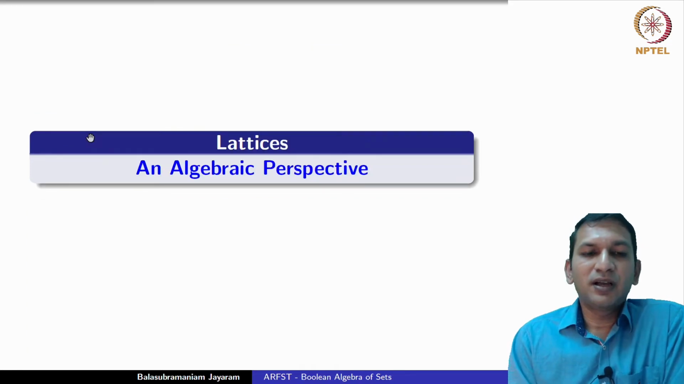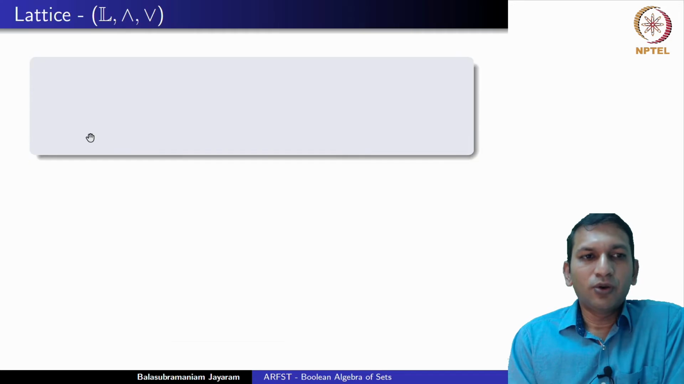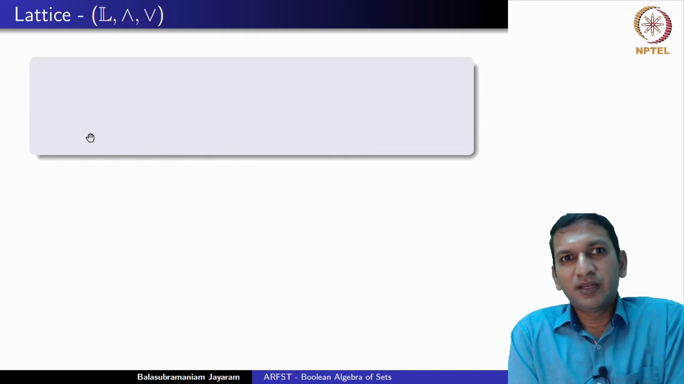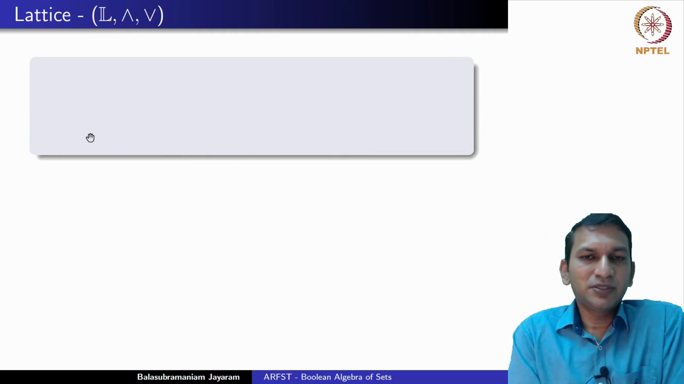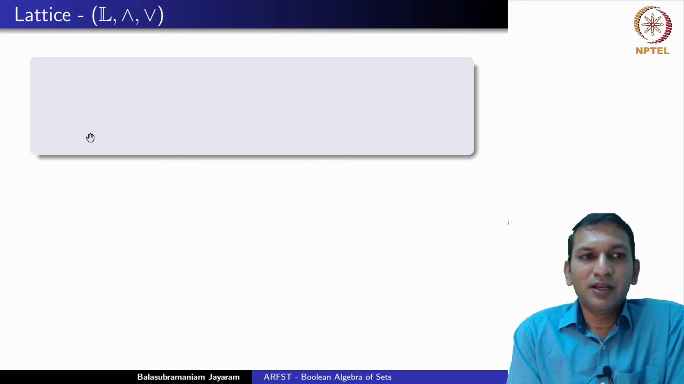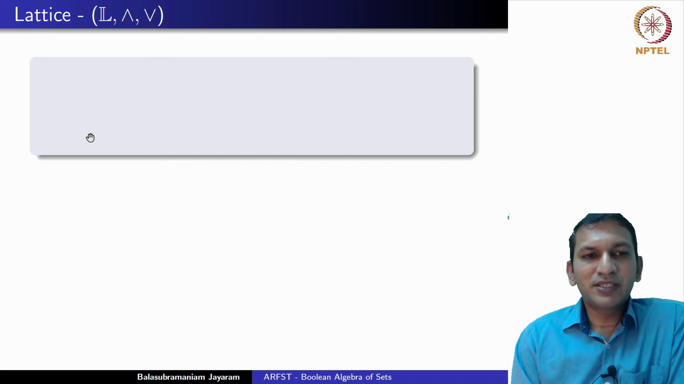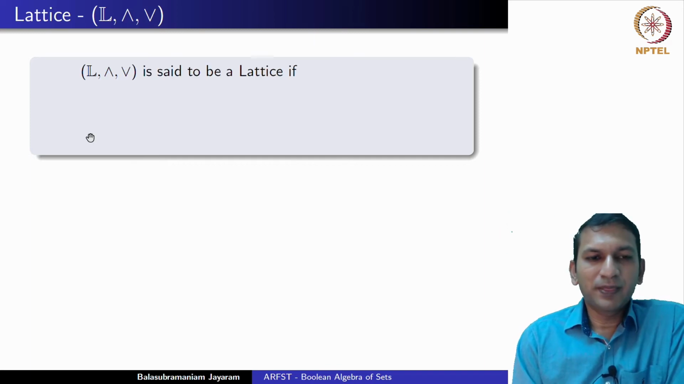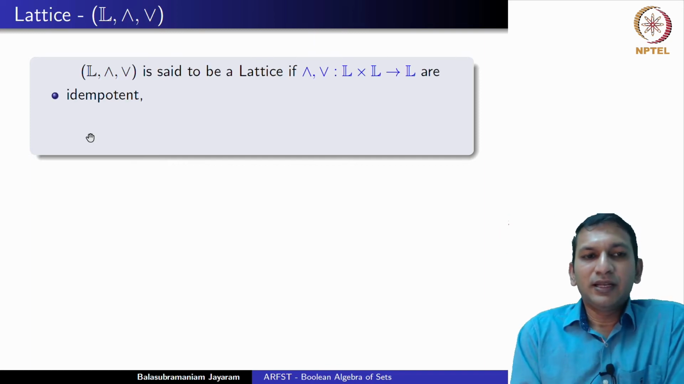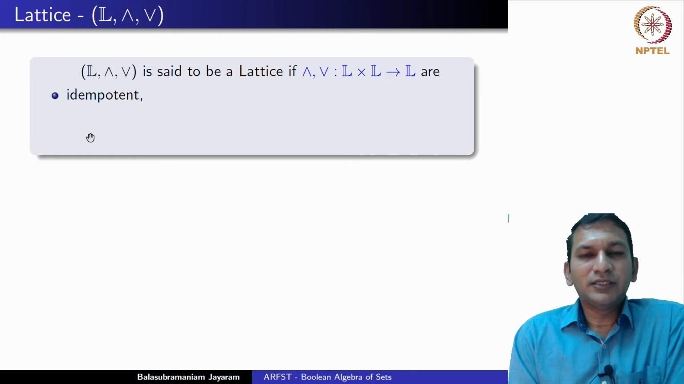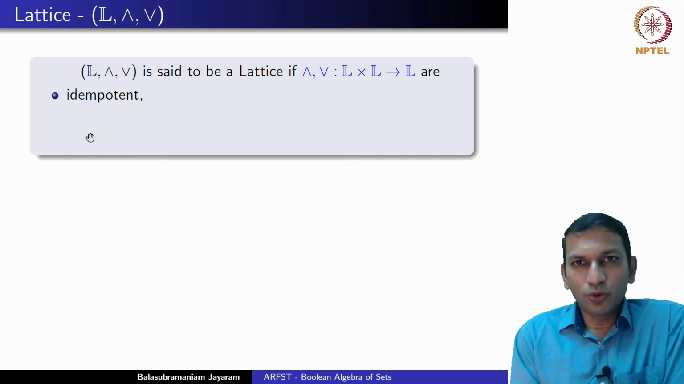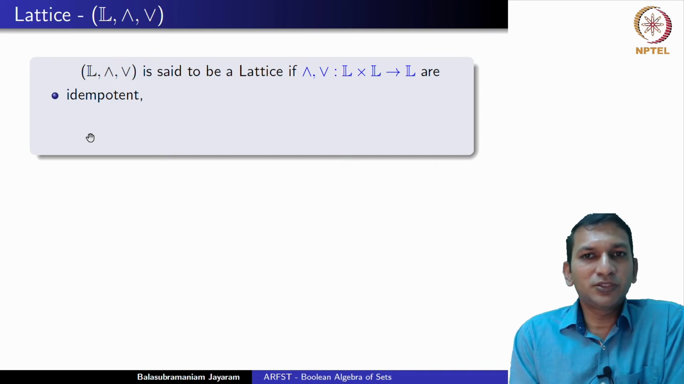Let's look at lattices from an algebraic perspective. Now, what is an algebra? An algebra in general terms consists of a set along with a few operations. It could be binary, unary, or n-ary, and we could have many operations on it. For a lattice, we have a set with two operations, and it is said to be a lattice if these two operations, which are closed on L, that means they are binary operations from L to L, are idempotent.